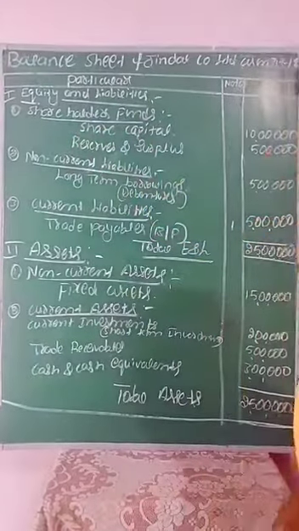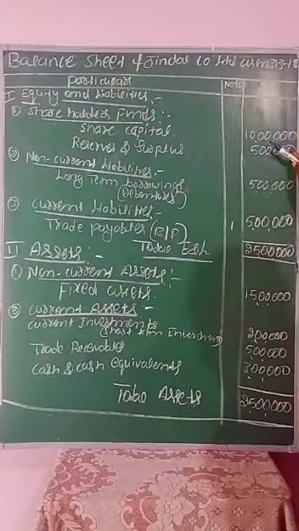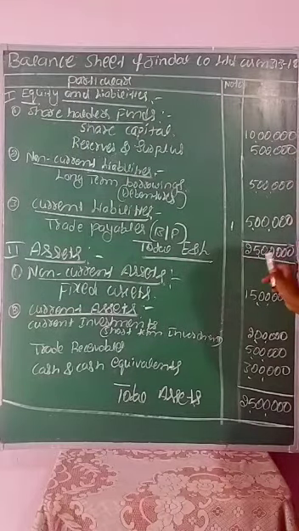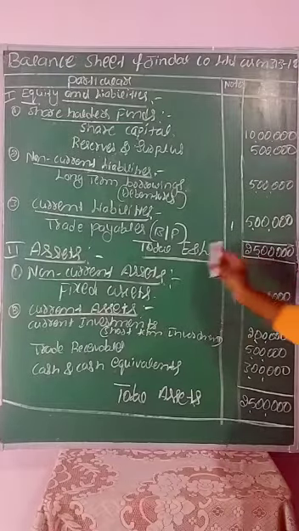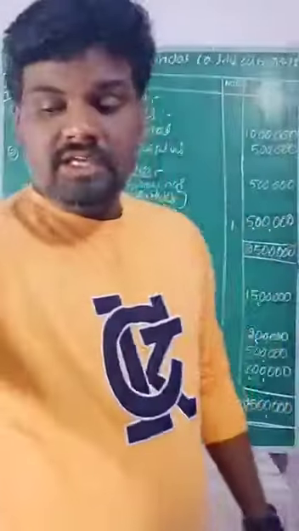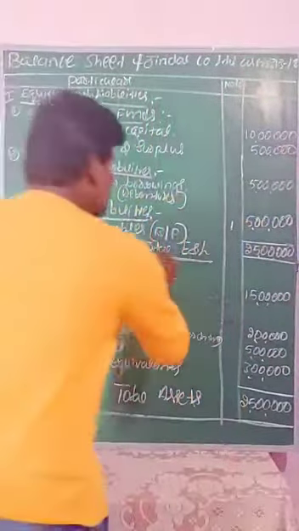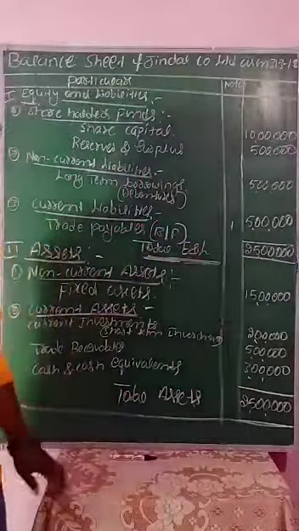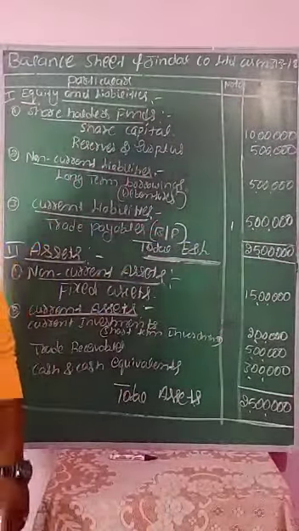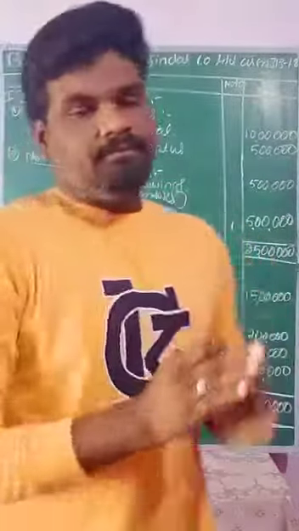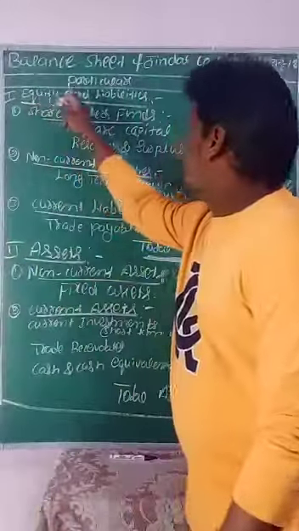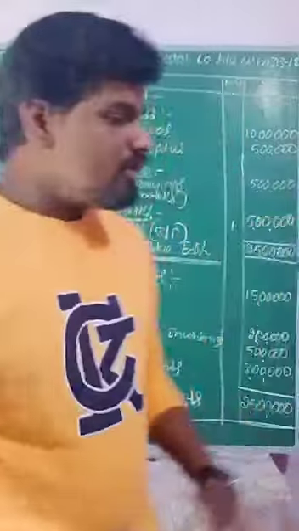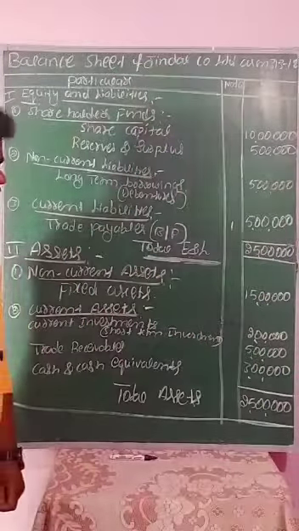Now we need to make the total balance. So 10 lakhs plus 5 lakhs plus 5 plus 5, total 25 lakhs rupees. So these total 25 lakhs rupees we can call total equity and liabilities in the business organization. So here, as of now, we have finished one step. The first step, equity and liabilities, we have completed. Now we need to record one more, the second part, in the balance sheet.